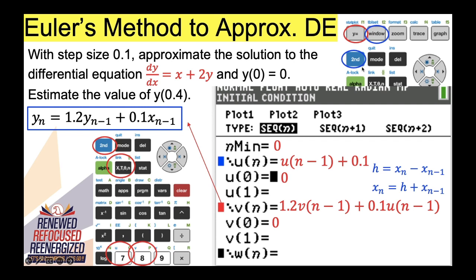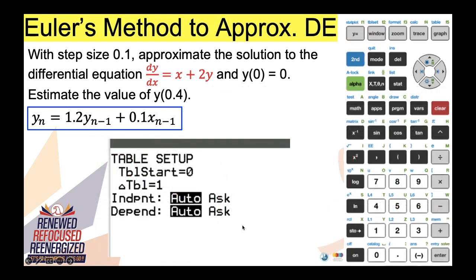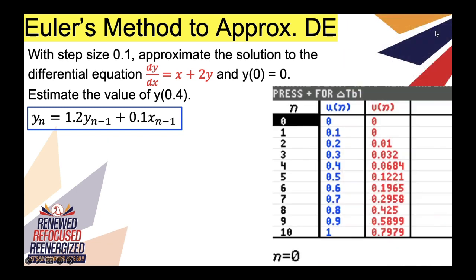So when you click second and then table set, you will get this. Table start should be 0. Table should be equal to 1. All right? When everything is now set up, you now press second and then table, second and then graph, which gives you the access to the table. And when you do that, you will now get the table. Automatically, the table will be provided for you.